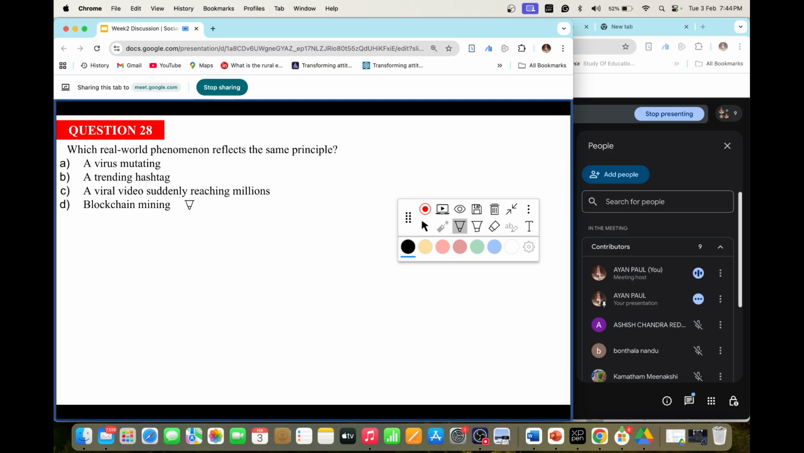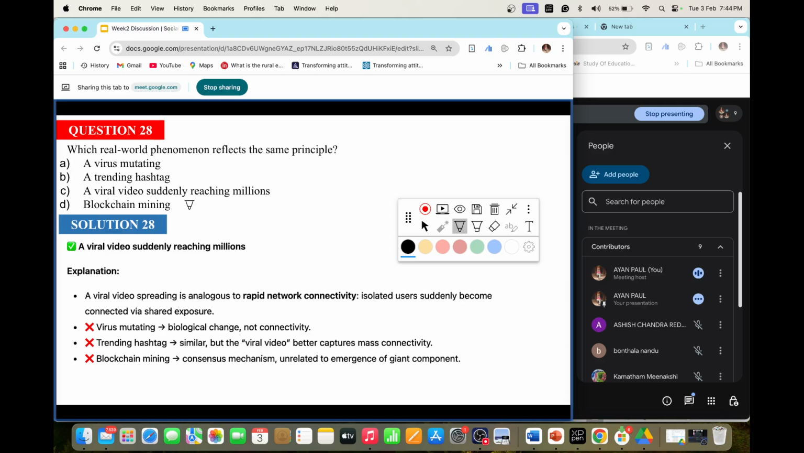So which real world phenomena reflects the same phenomenon? Virus mutating, a trending hashtag, a viral video suddenly reaching millions. So options A, B, C should be right according to me. Okay, only option C is given.